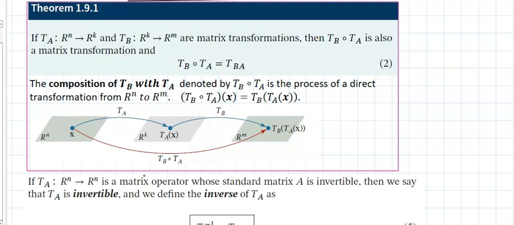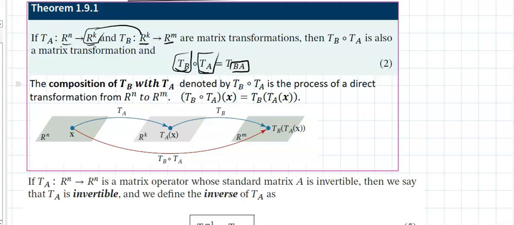It says if T sub A runs from Rn to Rk and T sub B runs from Rk to Rm, they have to match. The range of the original must match the domain of the next transformation. So if I take T sub B composed with T sub A, that would simply be the matrix BA, where B is the matrix of the transformation T sub B and A is the matrix of the transformation T sub A.